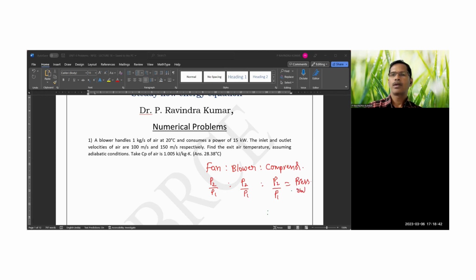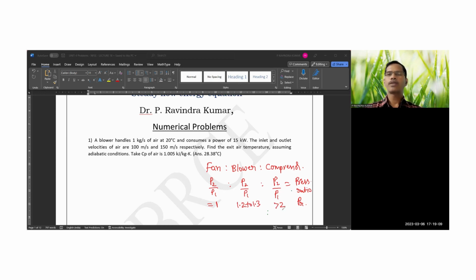Pressure ratio, that is PR. For a fan, the pressure ratio is equal to 1. And the blower, normally it is around 1.2 to 1.3. And for the compressor, it is more than 2.